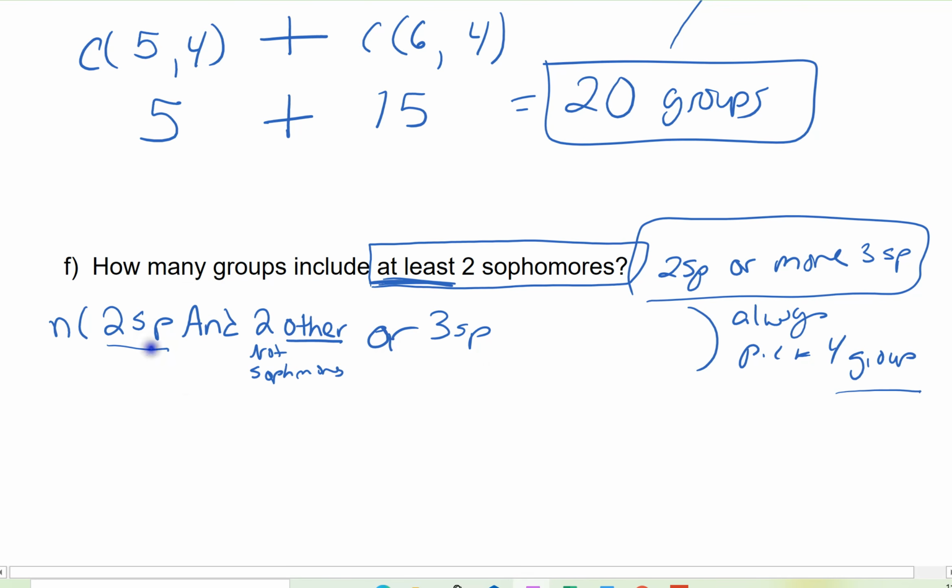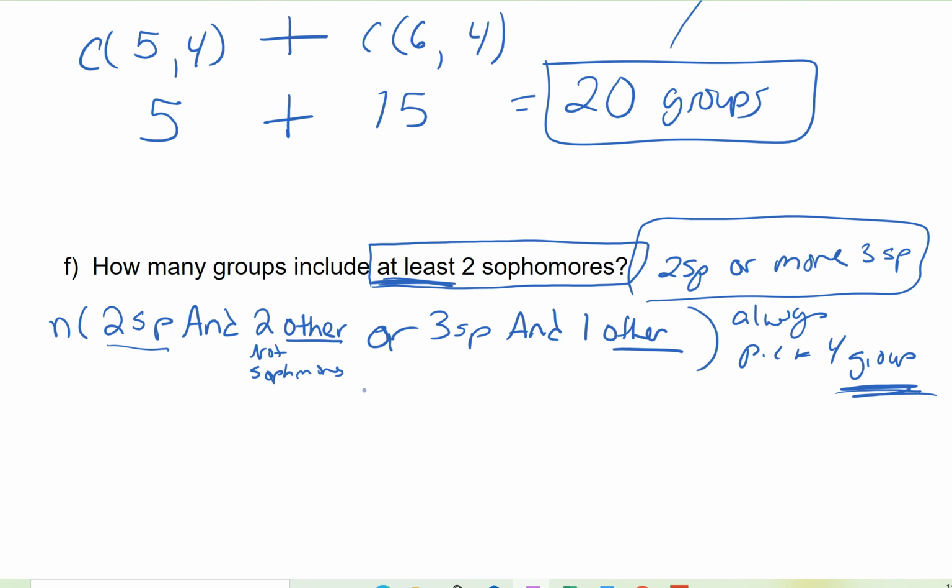Alright, so that's the first group of 4, 2 sophomores and 2 others. Or I get more, right? The more would be 3 sophomores. That's as much as I can go because there's only 3. But I still have a hidden and statement. I have to complete my group. So if I have 3 sophomores, I need 1 other. And remember, the other means non-sophomores. I don't have any more sophomores to choose from, so I can't pick a sophomore. That's what you have to make sure you keep in mind. I need other than sophomores. All right, now I fill it out.